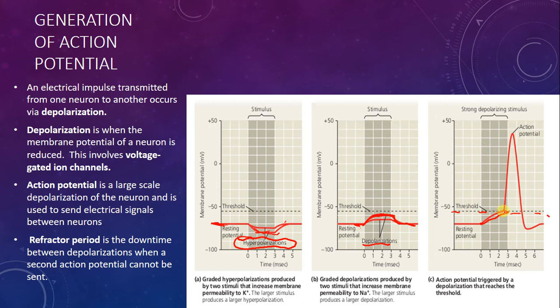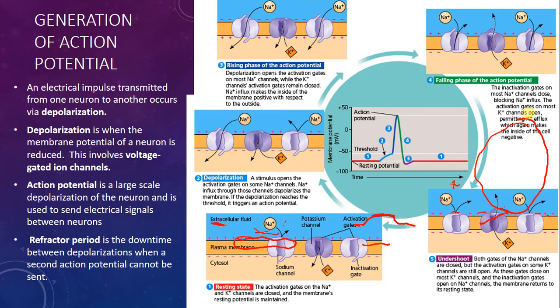And once it reaches this threshold, positive feedback occurs: as more sodium ion channels open, more sodium ions come into the cell, which increases the membrane potential. And increasing the membrane potential will then cause more sodium ion channels to open, which synergistically, through positive feedback, increases the membrane potential. This is called an action potential. An action potential is the electric signal that travels through a neuron and is used to send electrical signals. All right? So this is how it works.